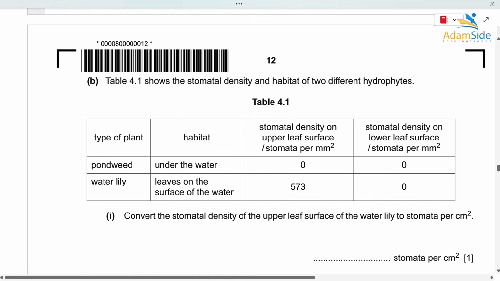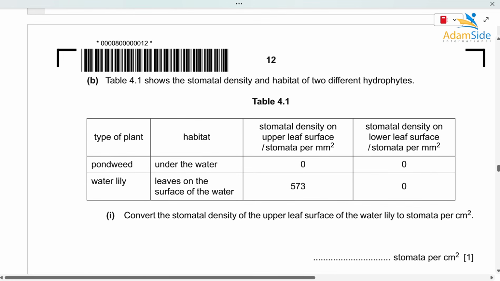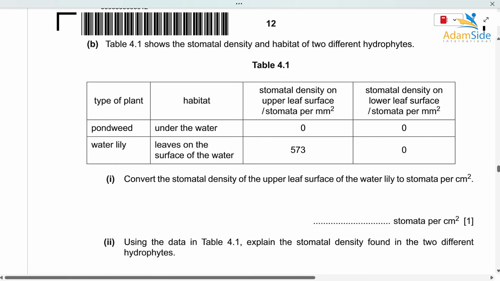Okay. Table 4.1 shows the stomatal density and habitat of two different hydrophytes. As we can see, the hydrophytes are pondweed and water lily. The habitats are: pondweed is underwater, but water lily has leaves on the surface of the water. The stomatal density on upper and lower surfaces for pondweed is 0, but the stomatal density for water lily on the upper surface is 573 and 0 on the lower surface.